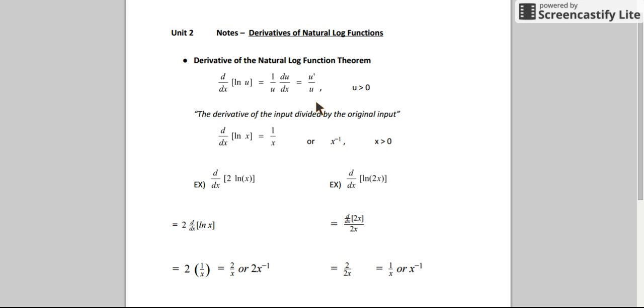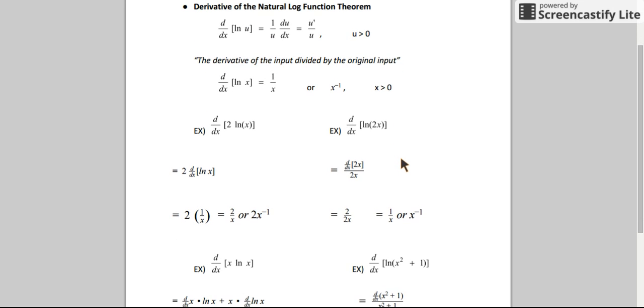With natural logs, we want our denominator value to be greater than 0 because we can't have 0 in the denominator of a fraction. That would be an undefined value. So it's always making a statement that says when you find the derivative of a natural log function, assume that that denominator is always greater than 0.